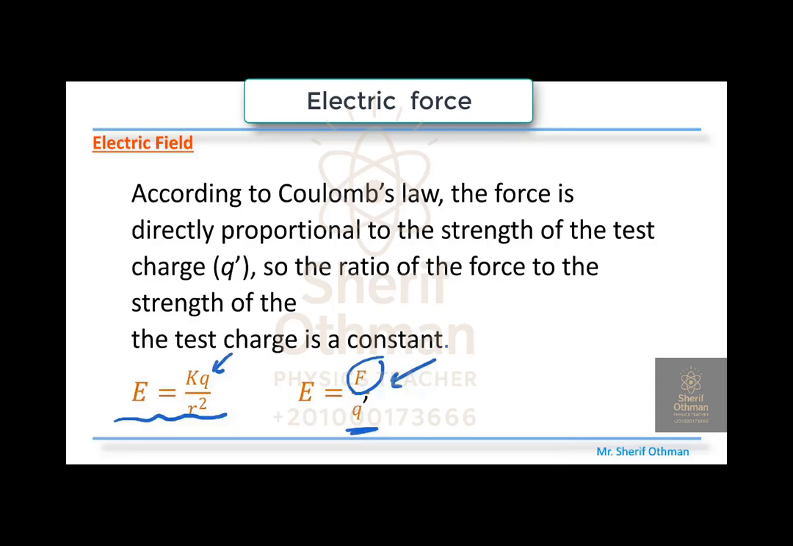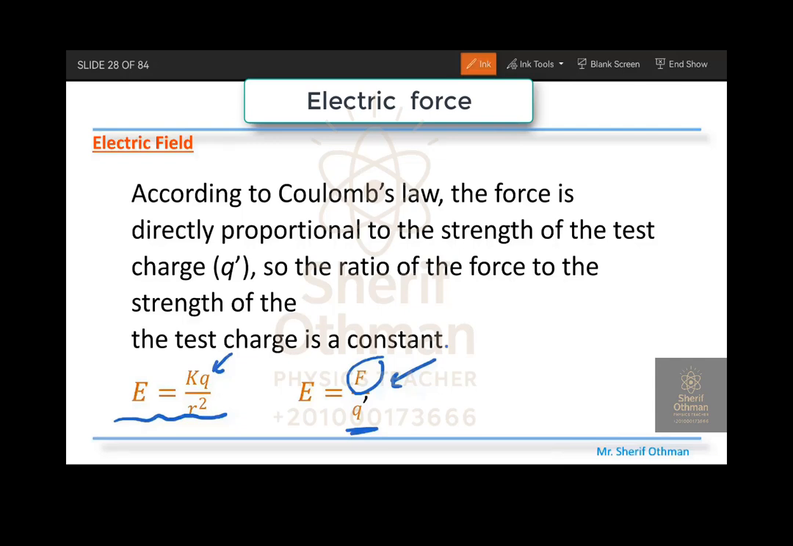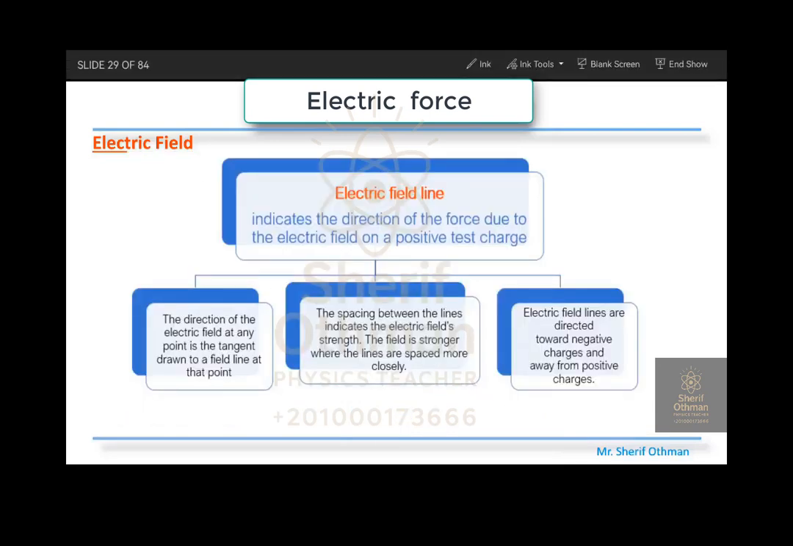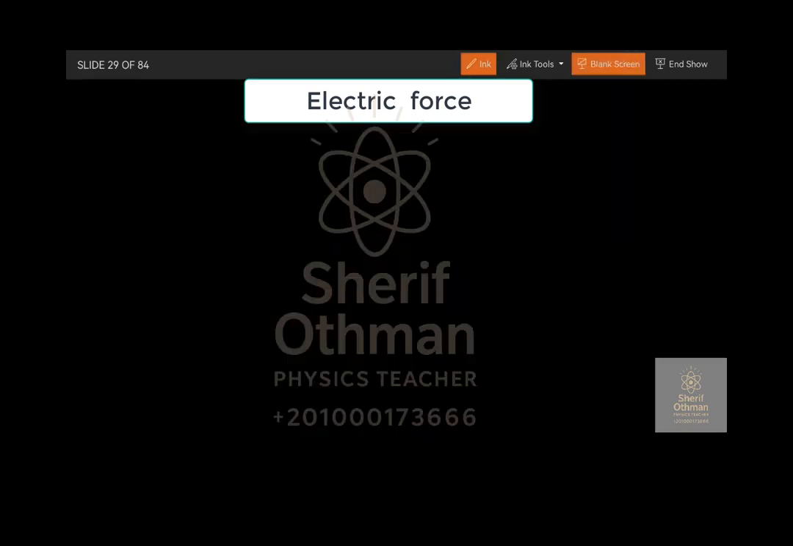Who can, guys, tell me what is the measuring unit of E? Well done. Force is measured in Newton and Q is measured in Coulomb. So E, which represents the electric field, is measured in Newton per Coulomb. To represent the electric field, guys, we represent it using lines. These lines coming from the charge or moving towards the charge are straight lines, moving towards the charge or coming from the charge.